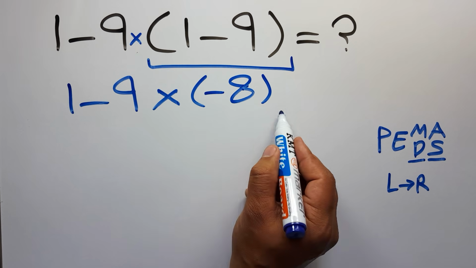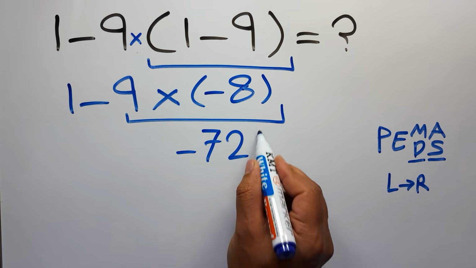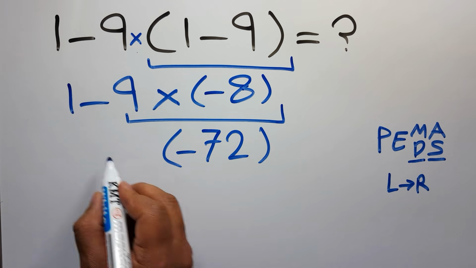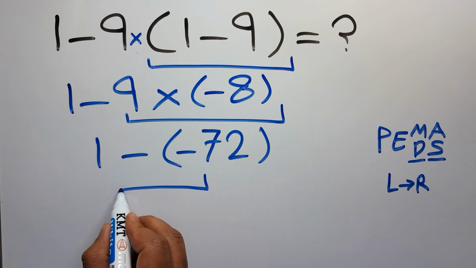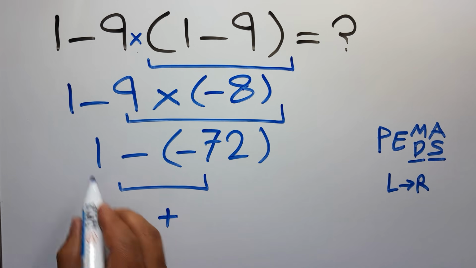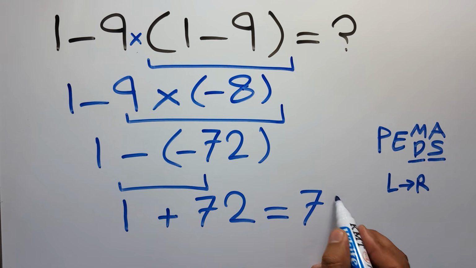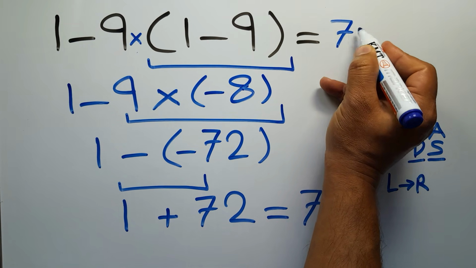9 times negative 8 gives us negative 72. So we have 1 minus negative 72. Now, negative times negative gives us positive. So we have 1 plus 72. And this is equal to 73. So we have 73, and this is our final answer to this problem. The correct answer is 73.